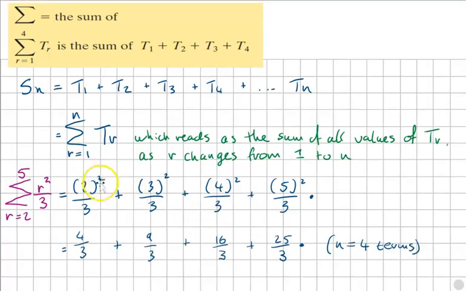So 2 squared over 3 is 4 over 3. 3 squared over 3 is 9 over 3. Then we get 16 over 3 and 25 over 3. And again, a full stop. So we end up with 4 terms in our series.